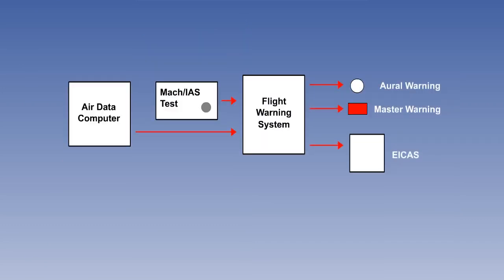The overspeed warning light obtains its input from the air data computers via the flight warning system. It has a test facility which can only be used on the ground and checks the aural warning. In the event of system failure, the crew receive no warning if the maximum speed is exceeded.